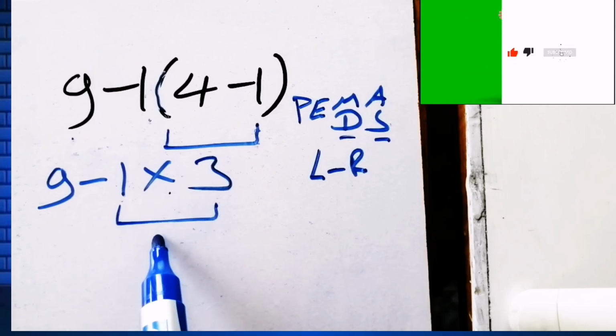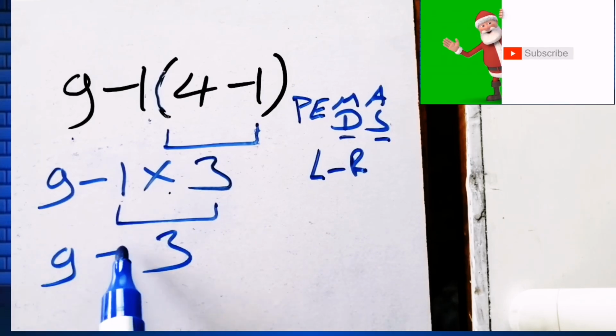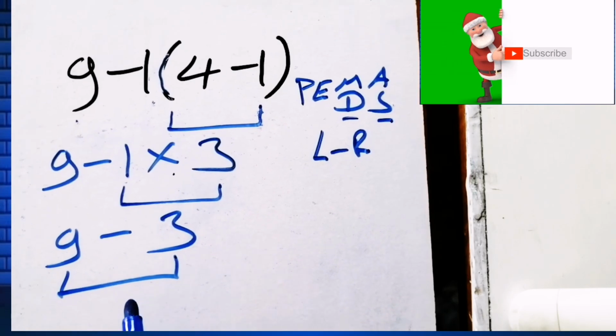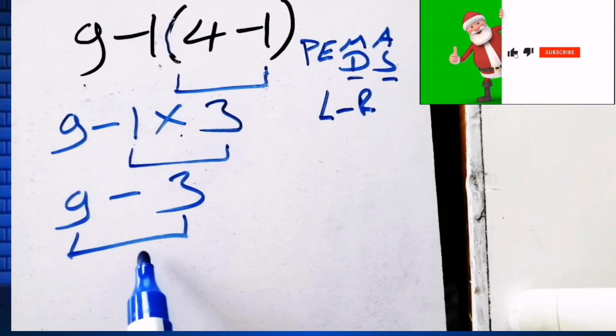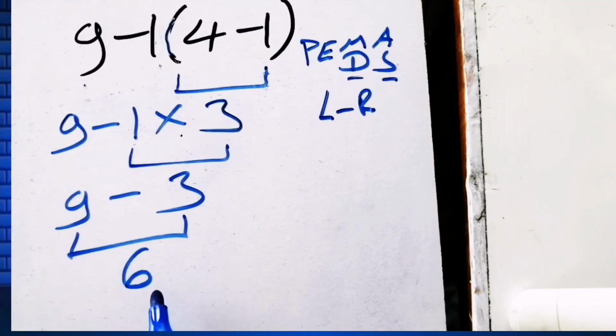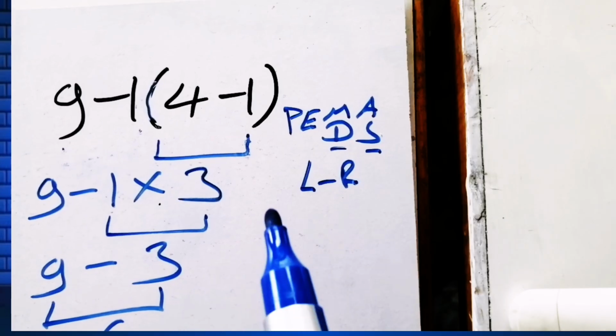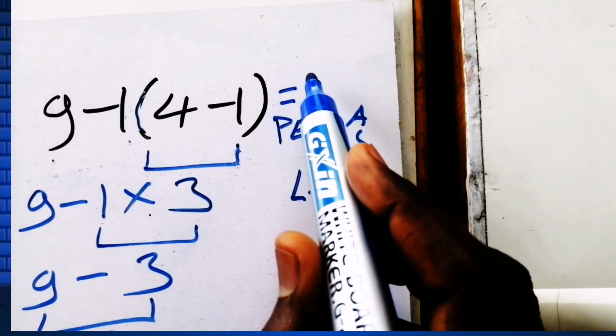1 times 3 which equals 3. Then 9 minus 3. 9 minus 3 which equals 6. This is the correct answer of this problem. Therefore, the correct answer of this problem equals 6.